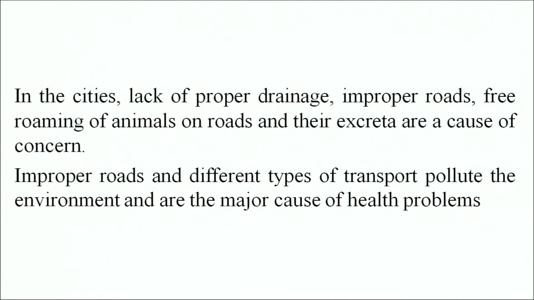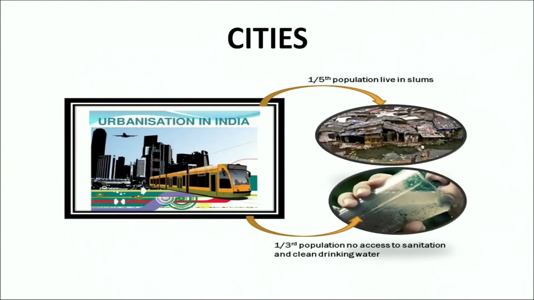Improper roads and different types of transport pollute the environment and are a major cause of health problems. Now come to the cities. You will be surprised to know that about 1/5 of the urban population resides in slums and 1/3 of the population does not even have access to sanitation and clean drinking water, which results in poor health. These are all consequences of rapid urbanization in India.